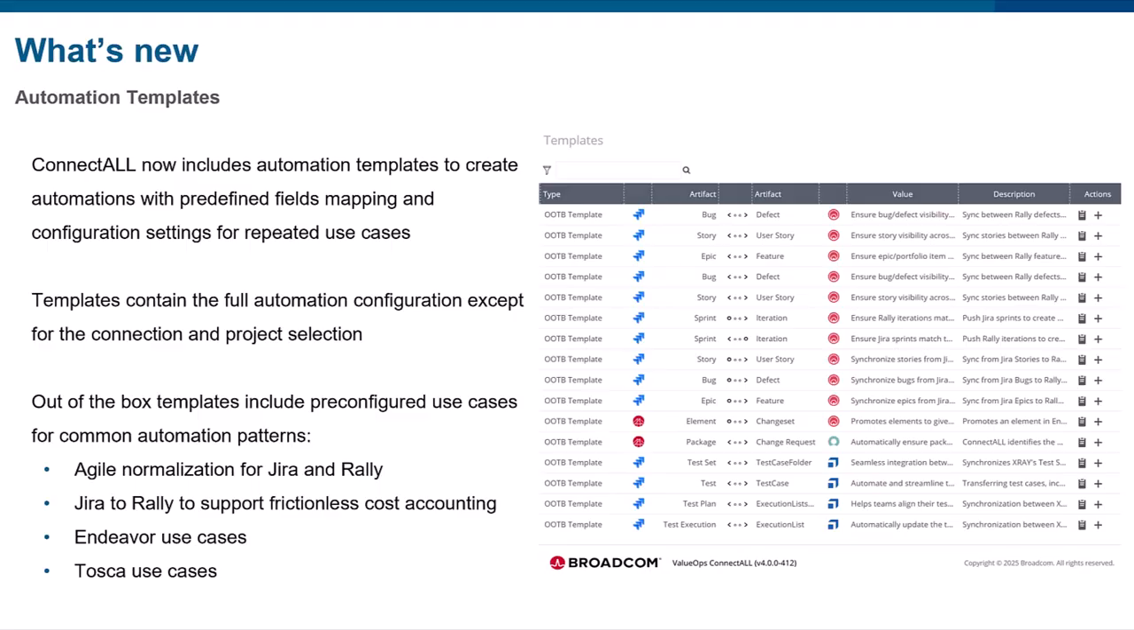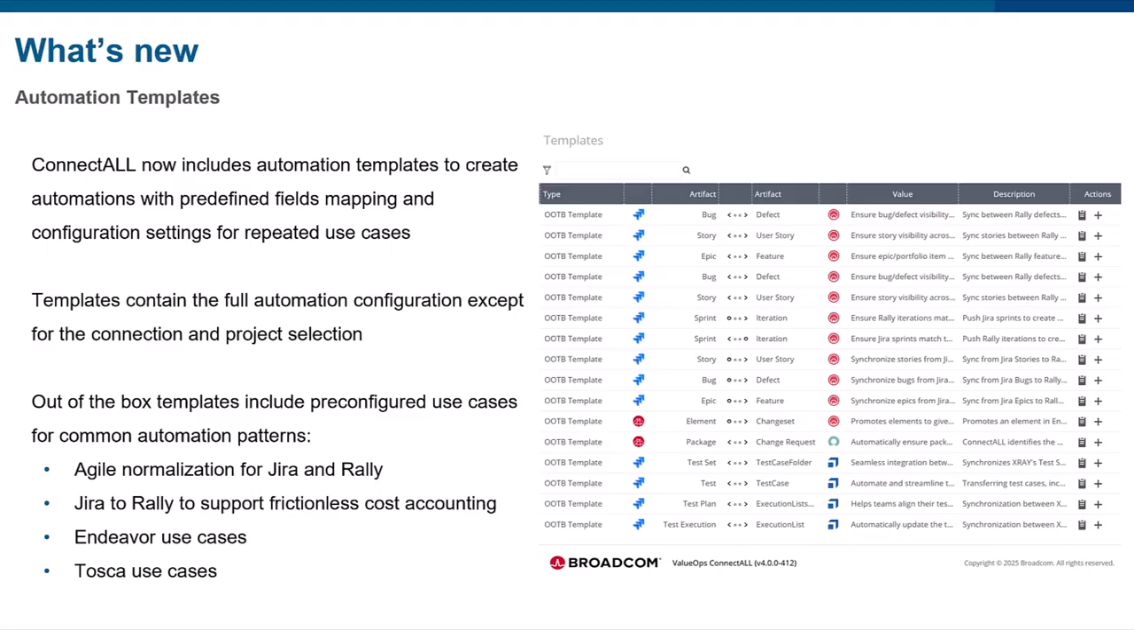So this is different than the field mapping that we could share in the past, where it was limited to only the field mapping, didn't include things like the timing or conflict strategy, which are really key to supporting specific use cases. This is the whole set of configuration on the automation.